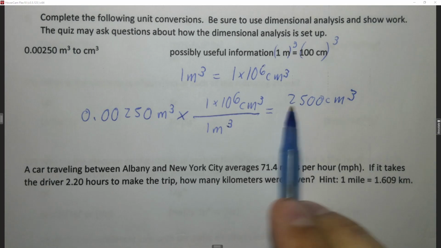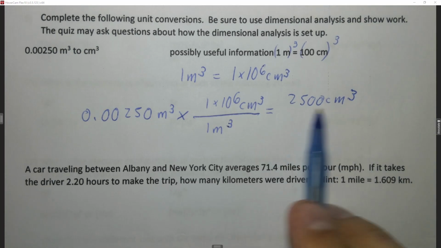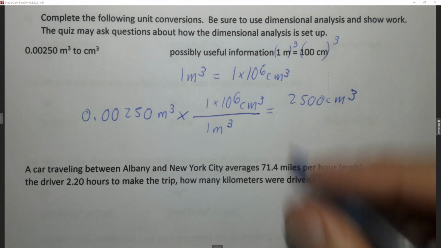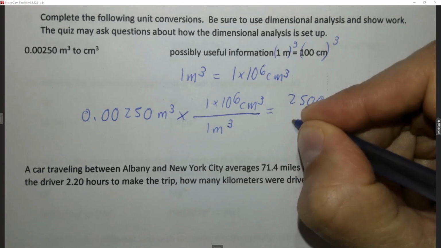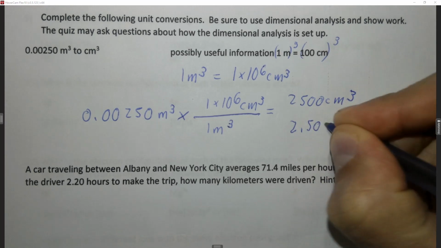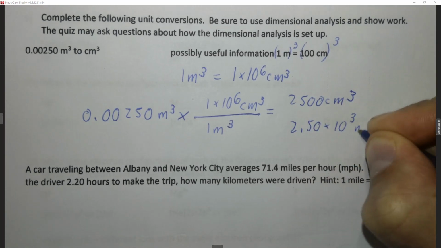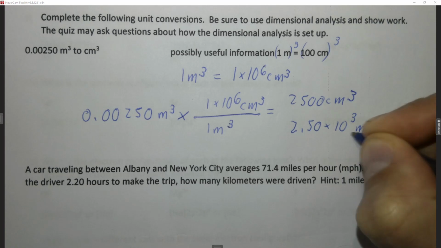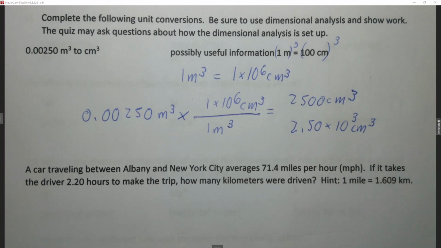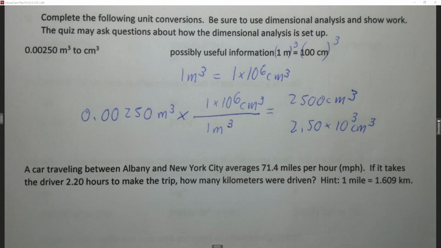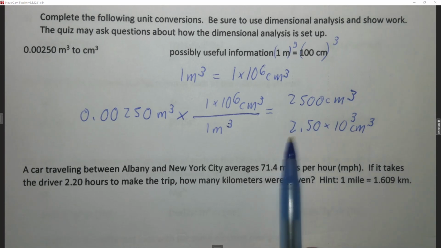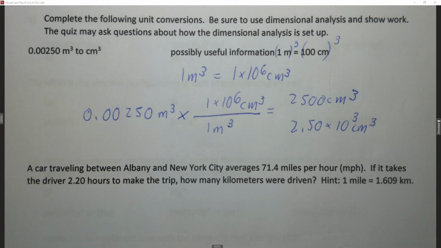Since this kind of has 2 sig figs, and it's kind of ambiguous about how many significant figures it has, you're better off to write this in scientific notation. So move the decimal place over 3 times, and you get 2.50 times 10 to the 3rd. That does have a unit of centimeters cubed. Okay, so it's 2.50 times 10 to the 3rd centimeters cubed, which is probably the best answer because this has 3 sig figs and this has 3 sig figs.